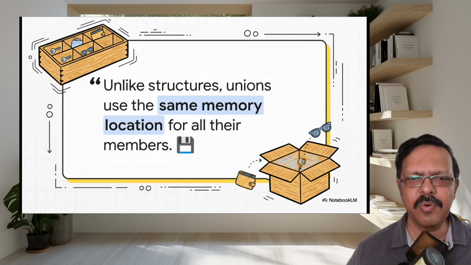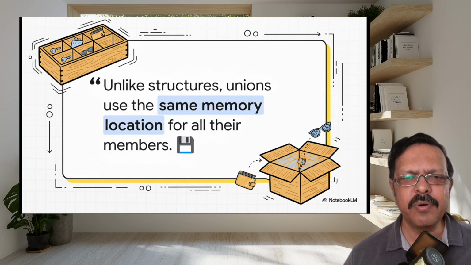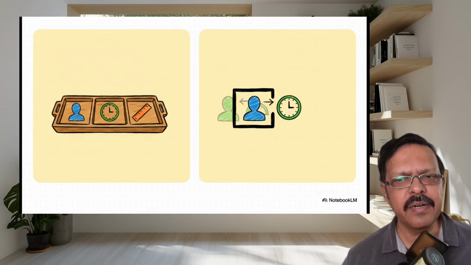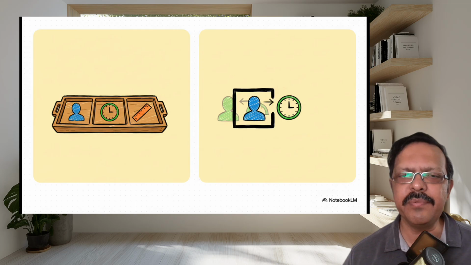Think of a union as a tray with three compartments, one for keys, one for wallet, and one for sunglasses. So it's a small single box. If you put a wallet inside, you can't put your sunglasses into it because it's going to crush your wallet. So whichever item you store last is the only valid one.